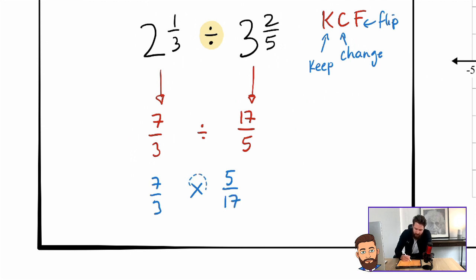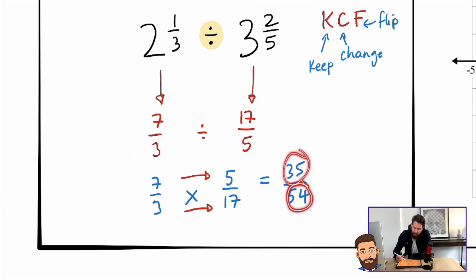Now multiplying fractions is the easiest one of them all. You can simply multiply straight across. So we'll do 7 times 5 is 35, and 3 times 17 is 51. Okay. Can we simplify that? Can we think of a number that goes into 51 and 35? I don't believe there is, so we would leave that as 35 over 51.